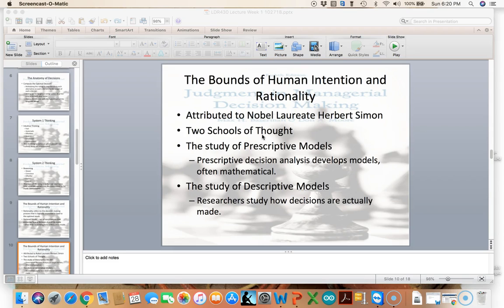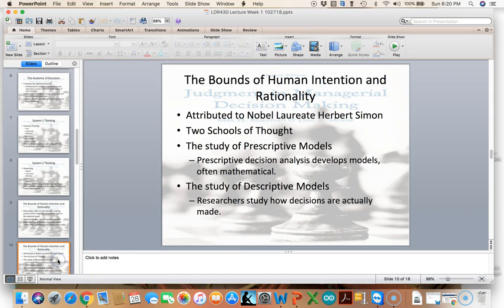Researchers in descriptive model making study how decisions are actually made. So, whereas you may have a helicopter model where you get to see the overview of the landscape from the prescriptive model, your descriptive model is more often boots on the ground. It is a field study, and they tend to ask qualitative questions of persons of how they individually make decisions.